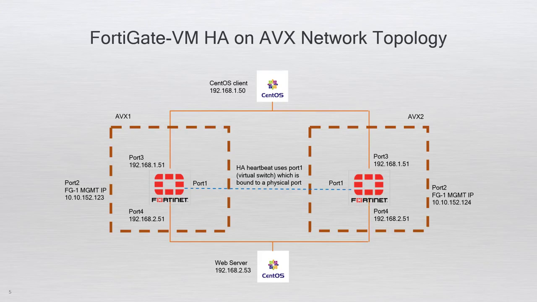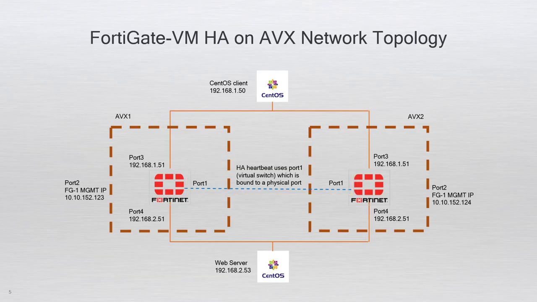Here is a network topology for the FortiGate VM HA on AVX deployment. This topology has the following key components: 2 AVX appliances, 2 FortiGate VM firewalls, 1 FortiGate is deployed on each AVX. Each FortiGate VM has an ingress and egress port for traffic. Each FortiGate VM has a heartbeat port that monitors the HA status. This port is a virtual port on the AVX virtual switch that is bound to a physical port on the AVX appliance.